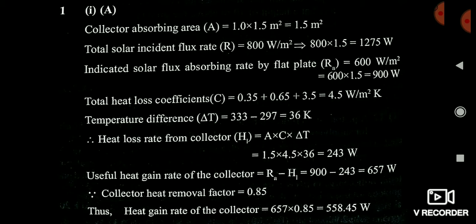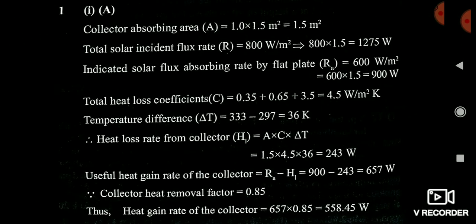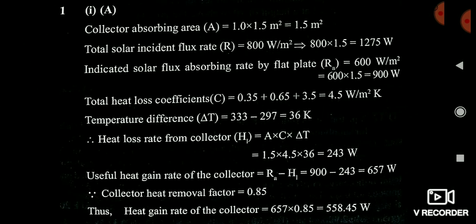After this, the indicated solar flux absorbing rate means the absorbing rate of the collector, that is 600 watt per meter square. So 600 into 1.5, that is 900 watt. After this, friends, the total heat loss coefficient.